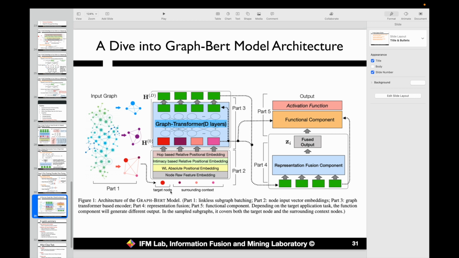For all the nodes in the subgraph, we can calculate the initial embedding vectors covering both the raw features as well as the position embedding vectors of the nodes. We sum all the initial embedding vectors together and feed them to the encoder for learning their representations layer by layer. Based on the representation of the last layer, we can feed them to the fusion component for learning the embedding vector for the target node, as ZI, as we show here. And this ZI will be the embedding vector we learn for each node in the graph. The ZI vector can also serve as input for some functional components for classification of the nodes and clustering of the nodes. So you can go over this architecture again by yourself by reading the paper we provide in the schedule spreadsheet on Graph-Bert to get more information.